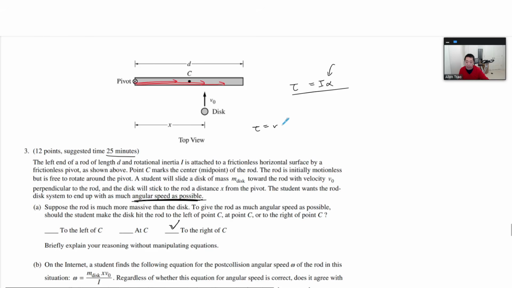Torque is equal to r perpendicular times F. If it's going to be the same force, because I'm hitting it with the same disk at the same speed, I want a larger r to exert a larger torque. So I want this to be as far to the right as possible to exert the maximum amount of torque. Okay? There's more torque if the same force acts at a further distance, a further r from the axis of rotation.